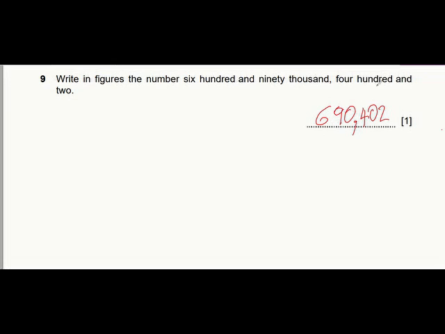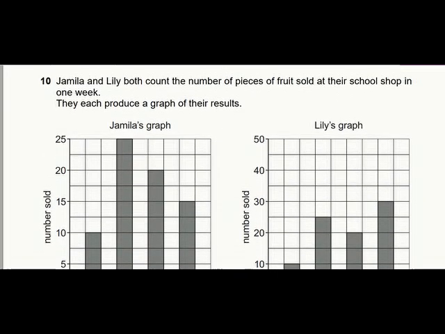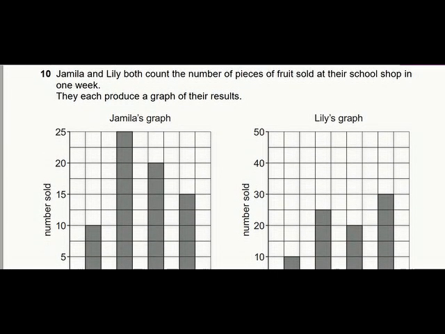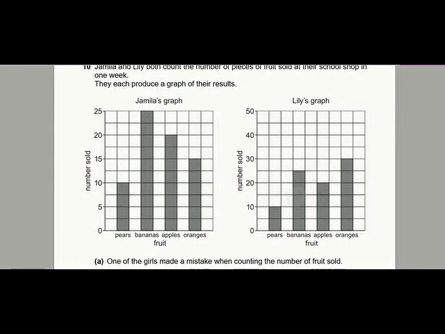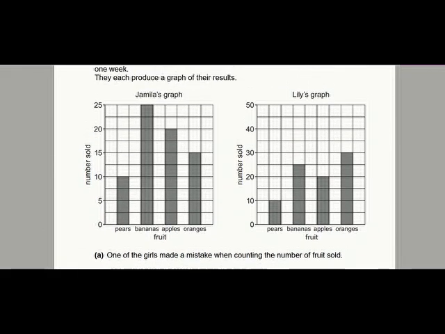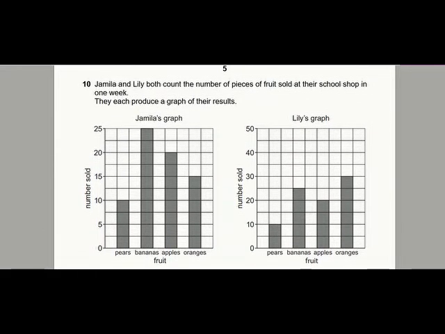690,000. 402. That's it. It is actually pretty simple, but you have to double check. Now it says exercise 10. We are going to make it a little smaller so we can compare this. Now let's see what this talks about.